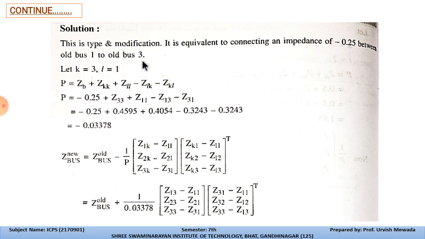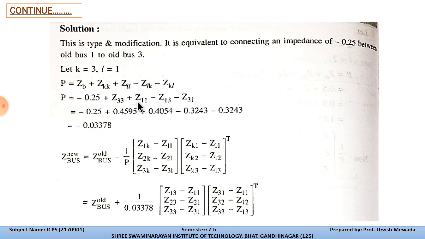Now k will be 3, because we are starting from 1 and going towards this, and the link which is 1. So 1 2 3, that's why k is equal to 3 and l is equal to 1. So P is equal to ZB plus ZKK plus ZLL minus ZLK minus ZKL. So we have all the values from the given matrix. So ZB, that is added, is 0.25 minus 0.25. The rest of the values can be written from the bus impedance matrix that is given. So we have all the values Z33, Z11, Z13 and Z31.